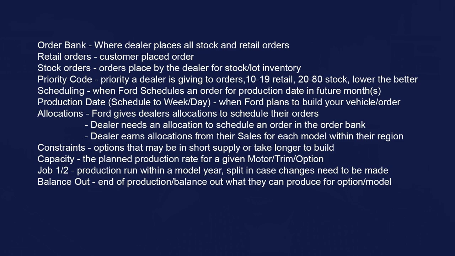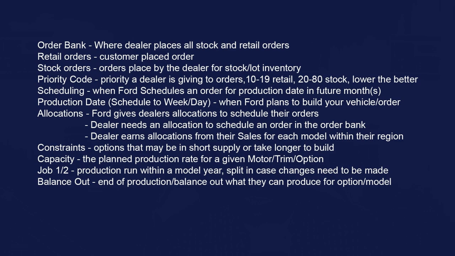Scheduling, and this is where Ford schedules an order for a production date in the future. So we'll talk about what dates they're scheduling for, and that's where that next line, production date, is. They're getting scheduled for the week or to the day and such. Allocations: Ford gives dealers allocations to schedule their orders. You can't get an order scheduled without an allocation, and a dealer needs those, and also earns those from their sales for each month, or some sort of mix.